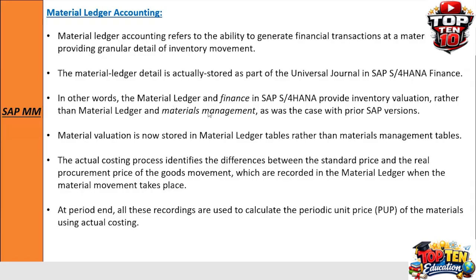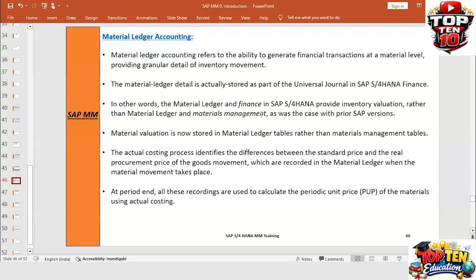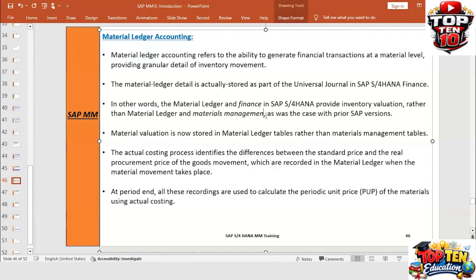So the material ledger and finance in SAP S/4HANA provide inventory valuation rather than material ledger and materials management. Combinedly, material ledger and finance provide the inventory valuation. In the old system, material ledger and materials management, we call them material document, not management. You can say in very short, material document. That will be the right terminology.